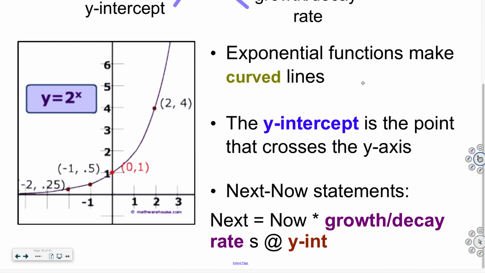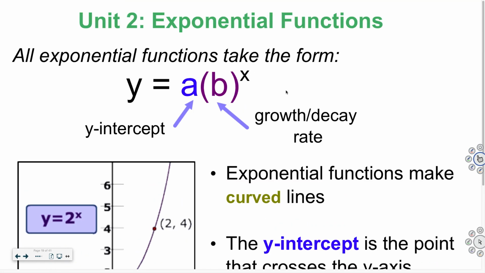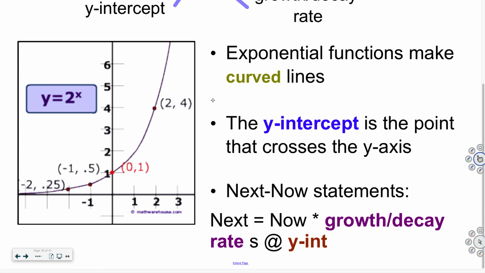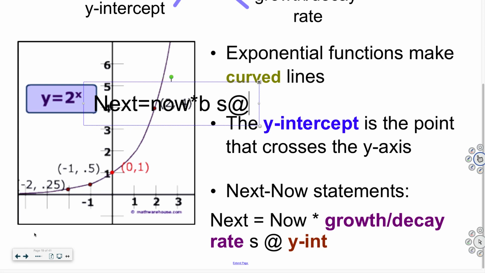And so this is an example of an exponential growth curve. All exponentials are curved lines. The y-intercept is where it crosses here, your starting point. Your next-now statements are always in the form of next equals now times your b, starting at a. Now I'll write that over here real quick.